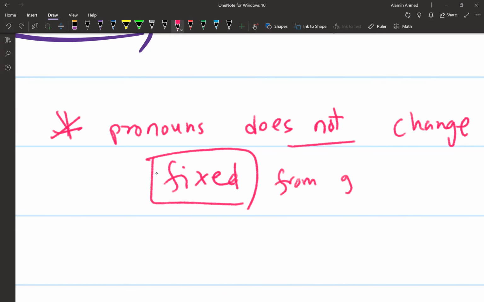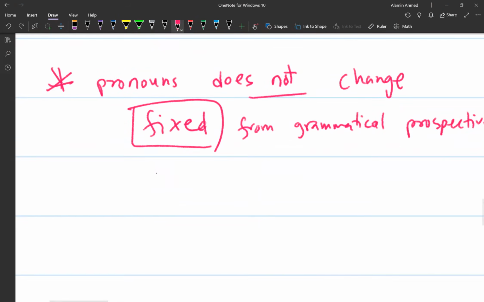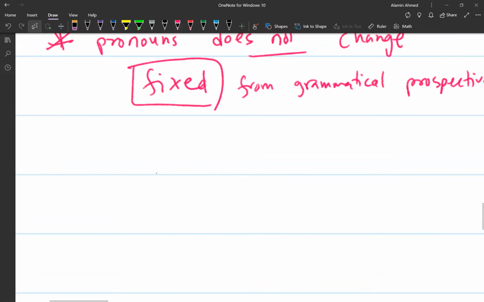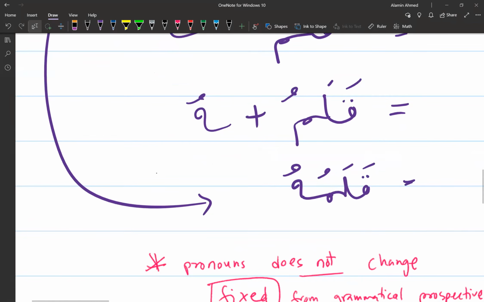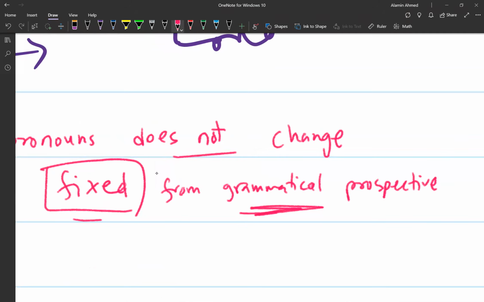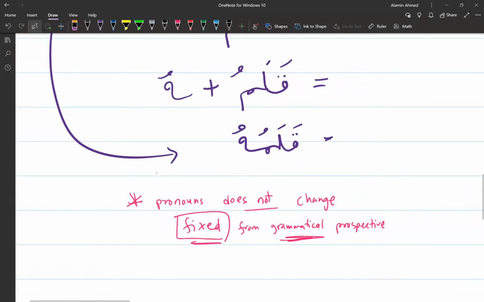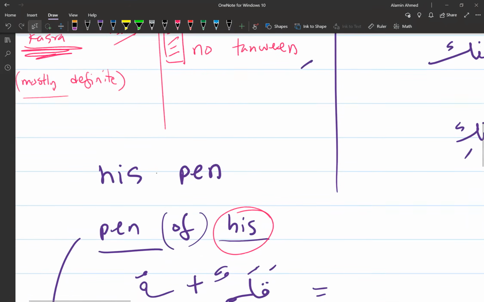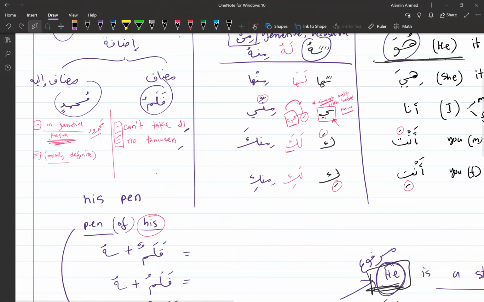Meaning this thing will stay who, it will stay who. Although we have to put kasra, it is fixed. Okay, the pronoun never changes. This is something that you have to remember. Pronouns never change. For example, let's do another one, then you will understand what I mean.